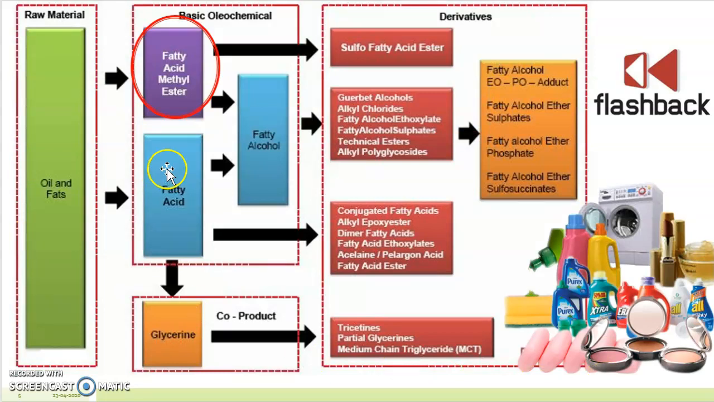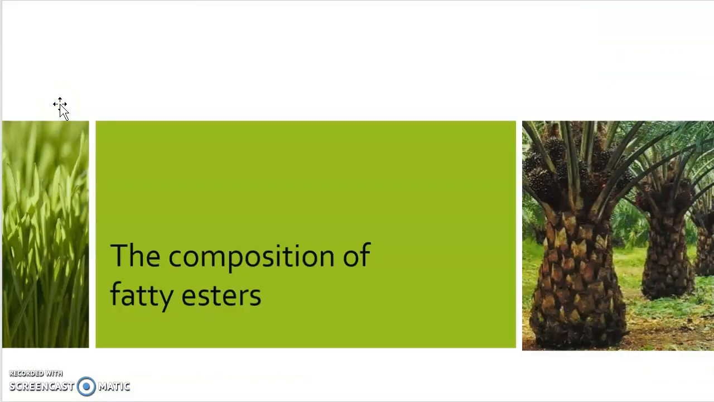So this is the flowchart for your overall oleochemical products. Starting from the raw materials of oils and fats, we will obtain our basic oleochemical, which in this case is the fatty acid methyl ester, or we call it the fatty ester. From the derivative of fatty ester, we will obtain the sulfo fatty acid ester. There is also direct production of your fatty ester from your raw materials of triglycerides.